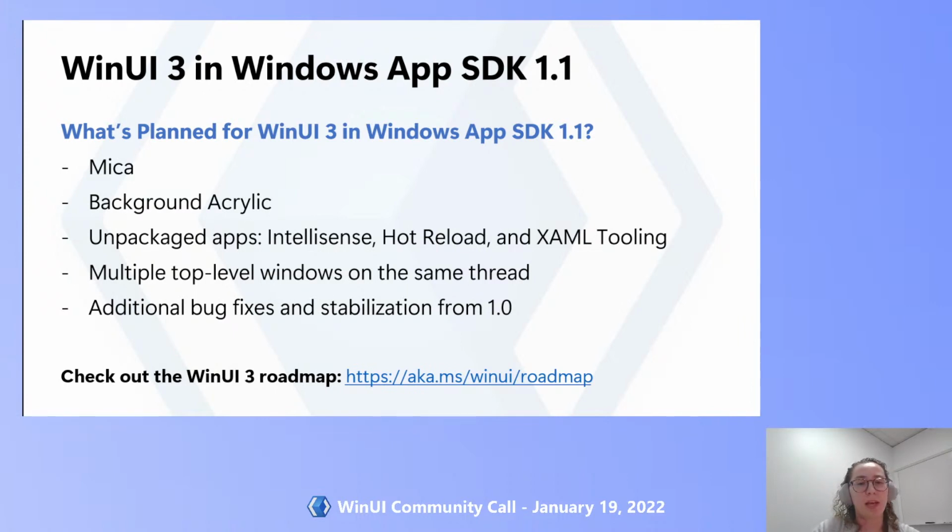info about what's going to be in Windows App SDK 1.1 for WinUI 3, we're planning on having Mica, background acrylic, IntelliSense, hot reload and XAML tooling for unpackaged apps, supporting multiple top-level windows on the same thread, and then the additional bug fixes and stabilization from 1.0. We'll continue to update our WinUI 3 roadmap at this aka.ms link listed here. This is the same doc that you see in our GitHub repo.